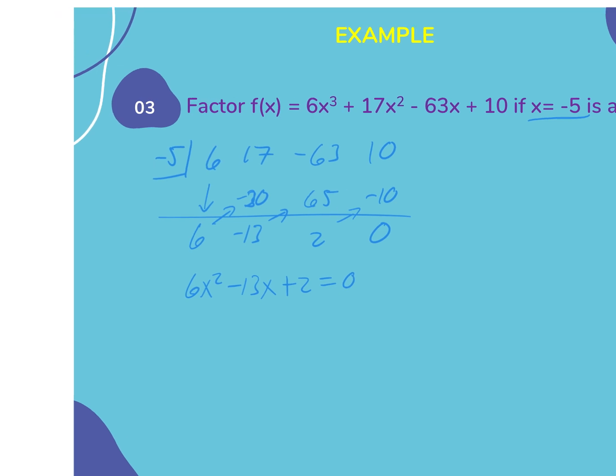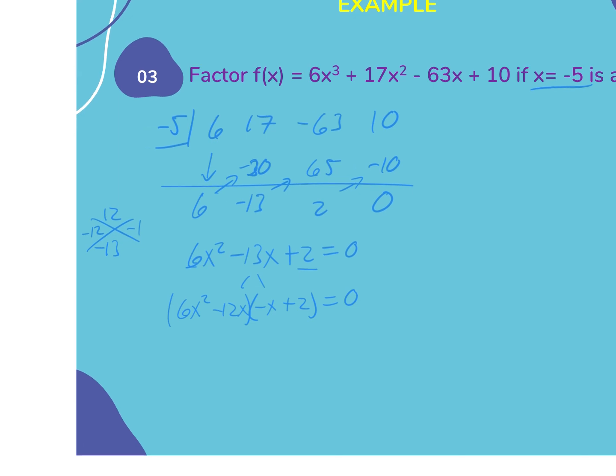All right, let's see if this factors. All right, 6 times 2 is 12. We want factors of 12 that add to negative 13. That's negative 12 and negative 1. All right, so I'm going to go ahead and split up this middle term. We get a negative 12x minus x. And then bring down the rest of it.